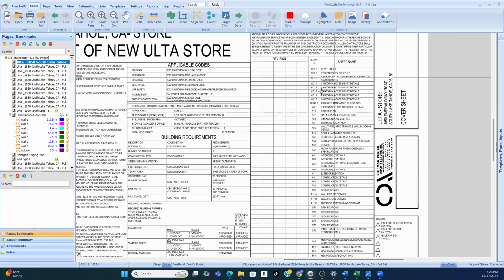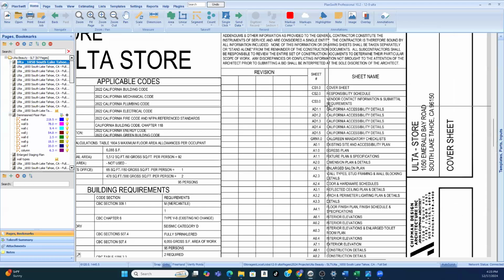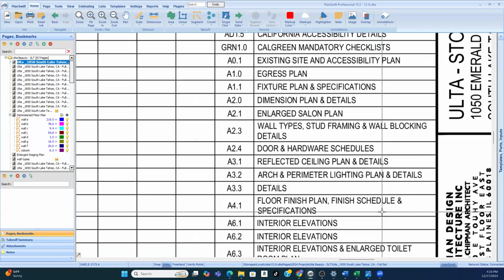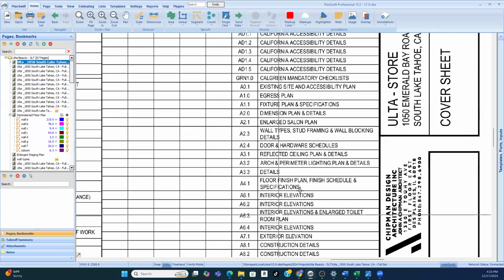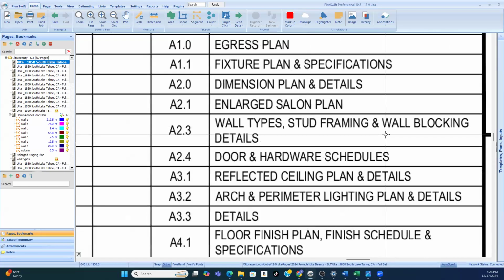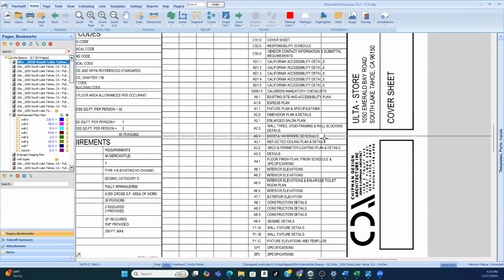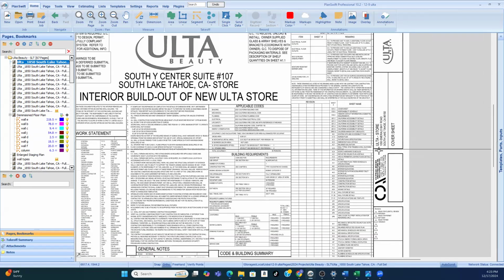So, architectural set: the cover sheet, all of the sheets within the set. Everything with an A is the architectural. So it's everything that goes in and on the building once the building's constructed. Floor plan, ceiling plan, all of the wall types, okay, and everything. So we'll go through each of the pages as quick as we can. Okay, so that's the importance of the cover sheet.